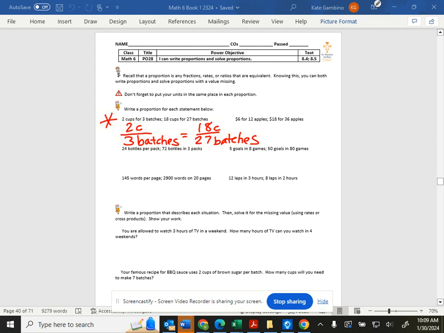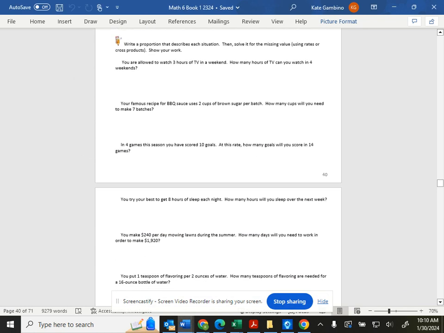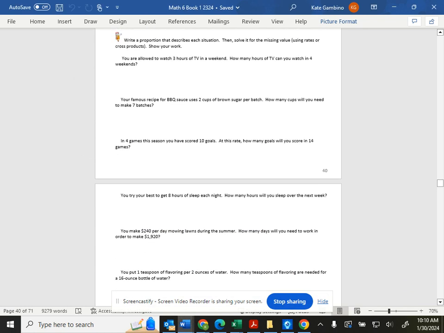Because then we come down here. Oh, I'm sorry, I'm not done. We come down here and there's a question that we have to answer. So we have to solve for it. Your famous recipe for barbecue sauce uses 2 cups of brown sugar per batch. How many cups will you need to make 7 batches? How do I solve that? I have some people trying to figure it out. Raise your hand so I know. My hearing is a little off with my cold, so I don't know who's all saying what.